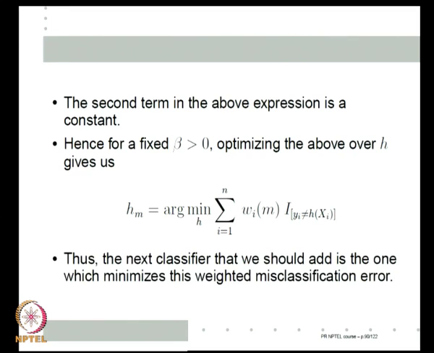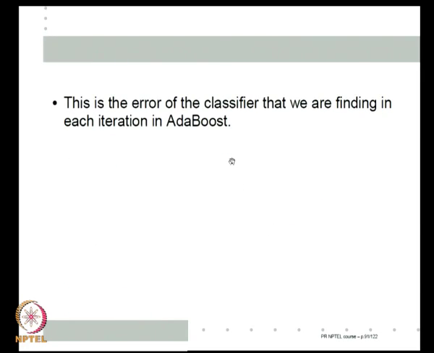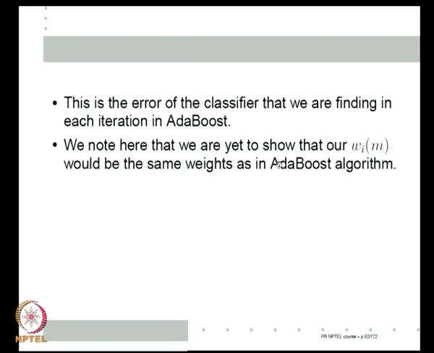This is interesting, as we already said. The next classifier that we should add is the one which minimizes the weighted misclassification error. So, the weighted misclassification error that AdaBoost is looking at is very important. Of course, provided this w_i^m turns out to be the weights there, that we will see at the end. So, this is the error that the classifier that we are finding in each iteration of AdaBoost also. So, we note of course that we have not yet shown that w_i^m would be the same weights as in the AdaBoost algorithm. We will do that before the class is over.